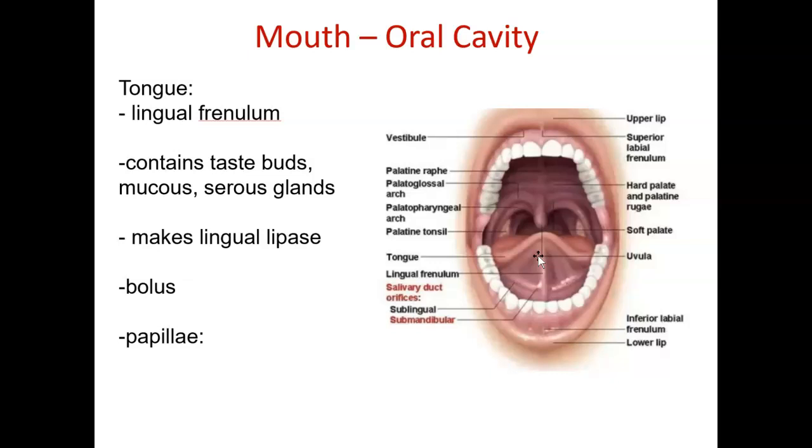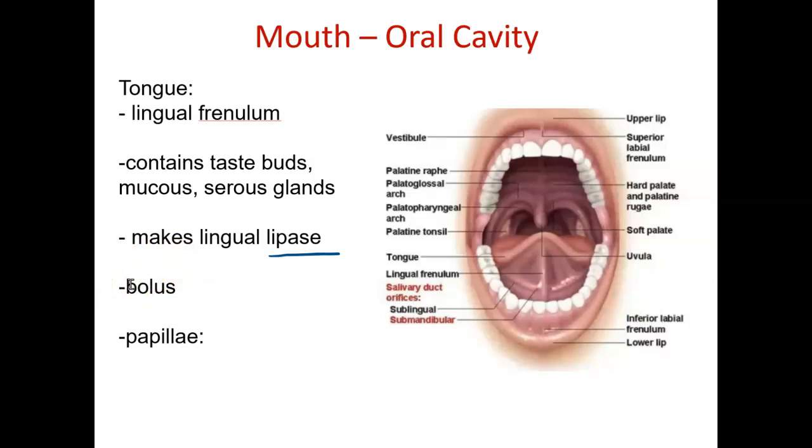Your tongue has taste buds. It has mucus glands, serous glands, and it does make an enzyme called lingual lipase. So when you see lipase, that tells you it's going to start to break down lipids. Not a lot of lipid digestion, but it can start here. When we eat and we chew and mix food with saliva, we form what's called a bolus. A bolus is what you actually swallow.